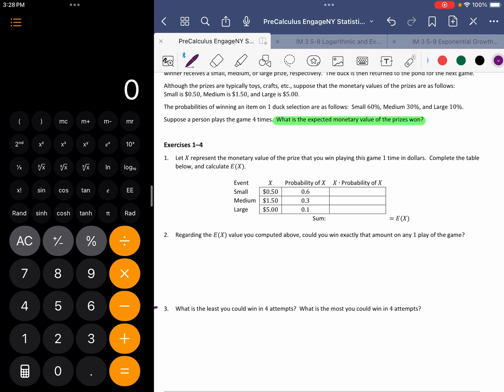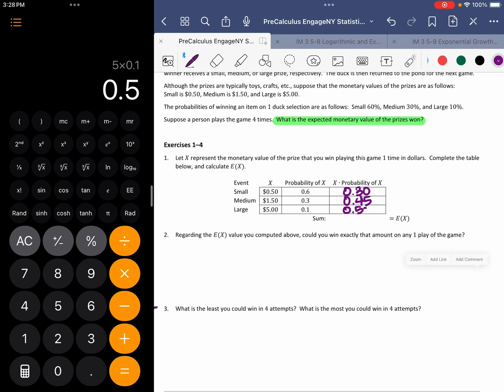Using a calculator, we can multiply the event, which is the amount of money, times the probability. So 50 cents times a 60% chance would give us 0.30. $1.50 times a 30% chance would give us 0.45. And $5 times a 10% chance is going to give us 50 cents.